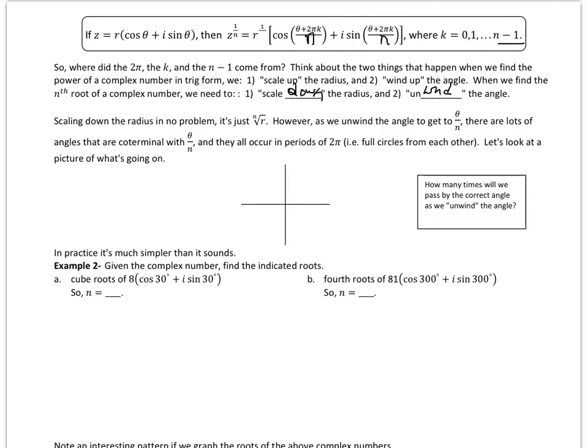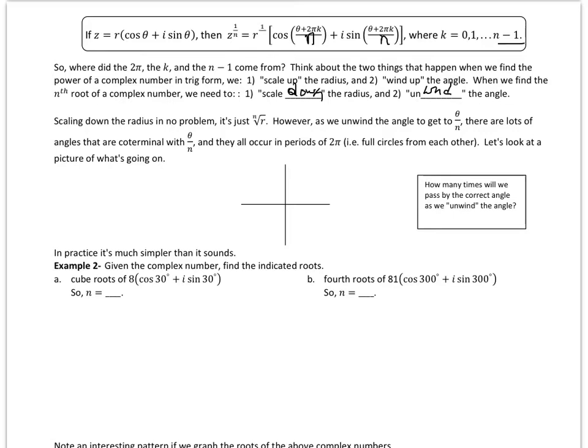Now scaling down the radius is not a big deal. That's the nth root of r, and that scales down our radius for us. The angle's a whole different animal. If you think about that last problem we did, we were at 2100 degrees.